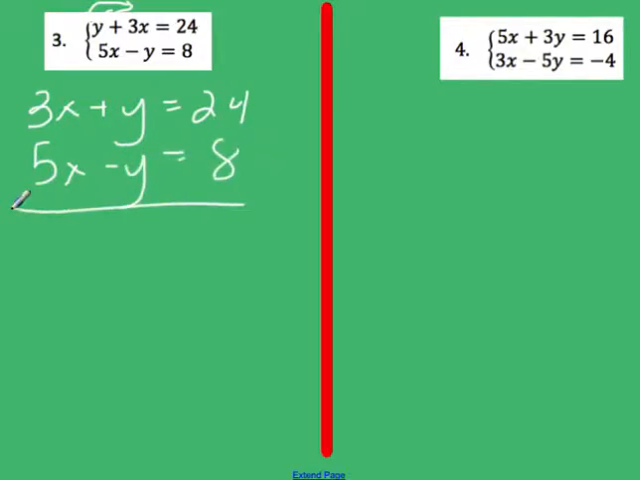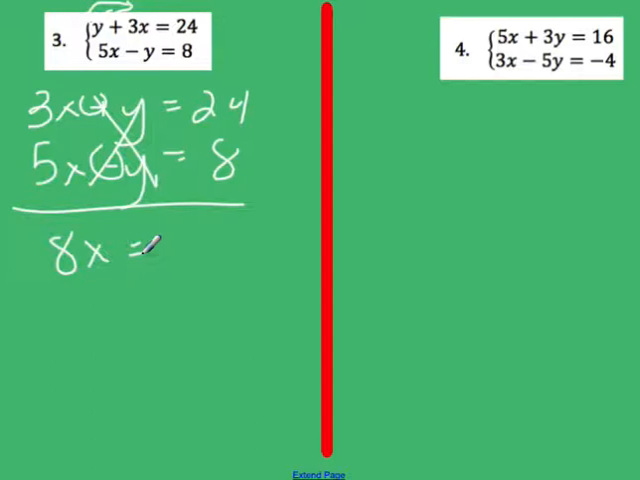So now I see that it's set up for elimination. I have opposite signs with the same number. So that means I'm all ready to add down the columns. Well, my y's are going to cancel out. 3x plus 5x is 8x.